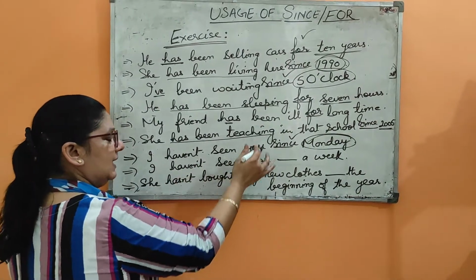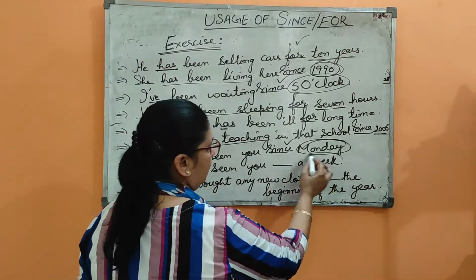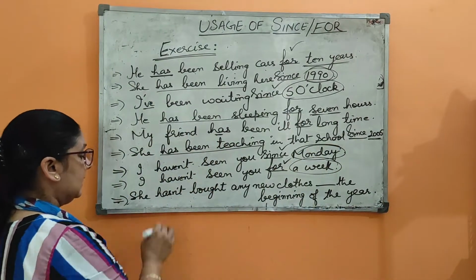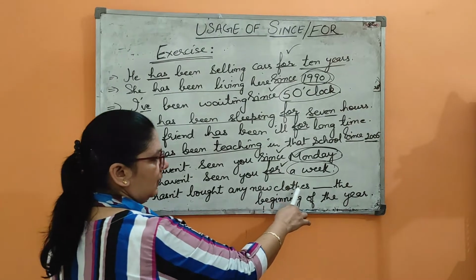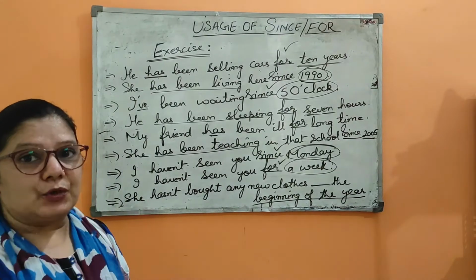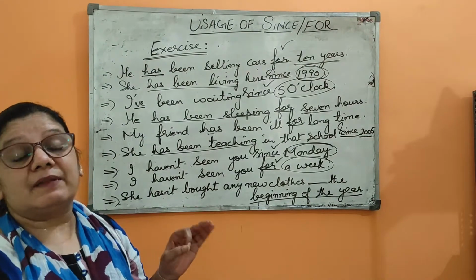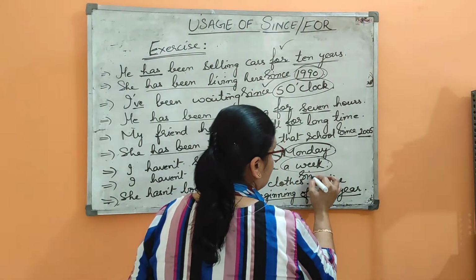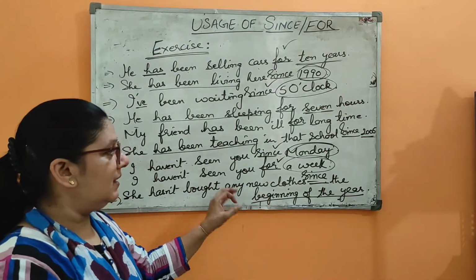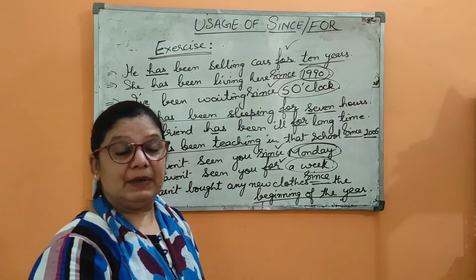I haven't seen you, again the same sentence to show the difference between since and for. I haven't seen you dash a week. Week, which week? It's not mentioned here. So for a week would be the right option. She hasn't bought any new clothes dash the beginning of the year. Now, here no year is mentioned actually, but the part of the year is mentioned, that is the beginning of the year. This is a specific time, a particular time. You would use here since, not for, because there is some specific time of the year. We will say since the beginning of the year.